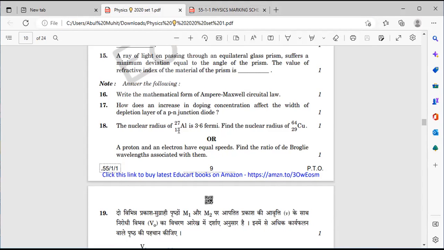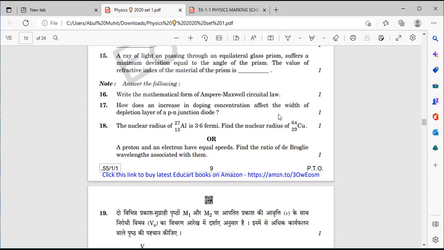Okay, 17th. The radius of this aluminum is this much. Find the nuclear radius of this particular thing. How do we solve the problem? R is equal to R naught A to the power of 1 by 3. Yes, nuclear radius. What is R naught? R naught is, I think, 1.2 Fermi, 10 to the power of minus 15.